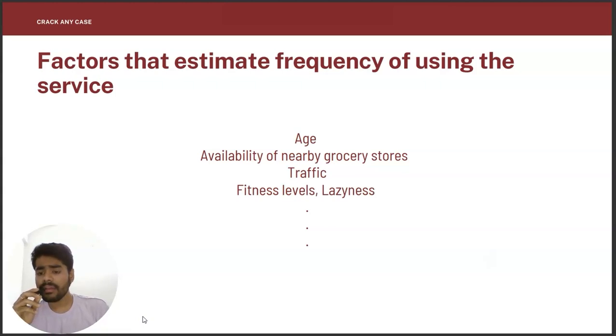What is another factor? The fitness levels and the laziness of the people. A person who is very lazy is not going to go to the grocery shop once he has these kinds of services in his hand. Even if the grocery shop is near his house, he won't go. He only uses this 5-minute service app. So these are all the factors that I wrote down on my paper while thinking about this problem.